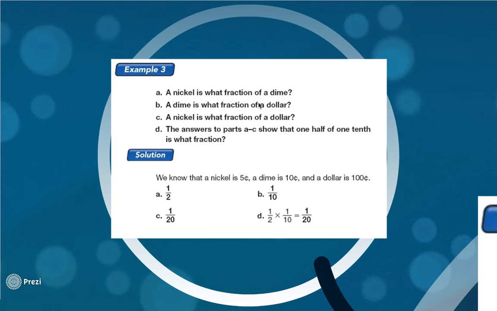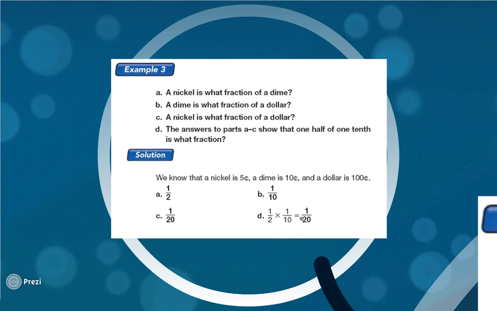Letter B: a dime is what fraction of a dollar? Remember, a dime is 10% of a dollar, or 1/10 of a dollar. And so that's letter B. Letter C: a nickel is what fraction of a dollar? It's 5 over 100, and when we reduce that, we have 1/20. So that's letter C. The answer to parts A through C show that 1/2 of 1/10 is 1/20.